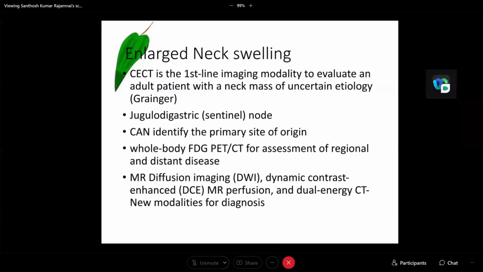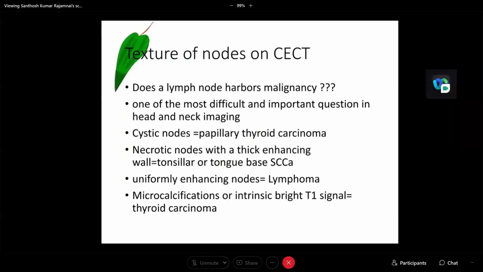Another investigation that is coming up is your MR diffusion imaging, dynamic contrast enhanced MR perfusion, and dual energy CT scan. These are the few new investigations that are coming up for making a diagnosis. I'm going to talk about some of the new investigations that are available, which is also a part of your paper. I think paper 4 is the recent advances in ENT. So in that you have to know and write about things that are recent in ENT. So MR diffusion imaging, dynamic contrast enhanced MR perfusion, and dual energy CT scan are newer modalities for diagnosing of neck swellings.